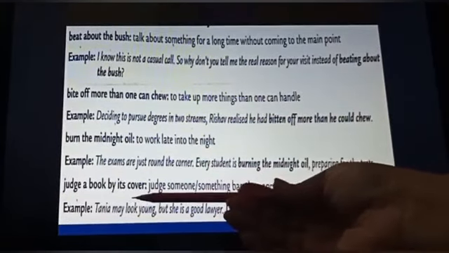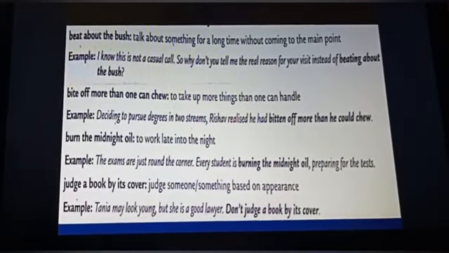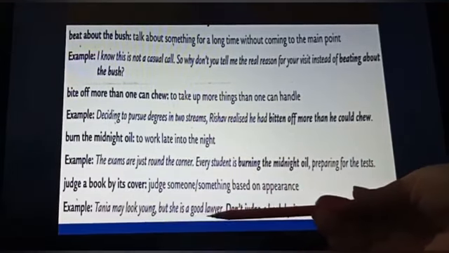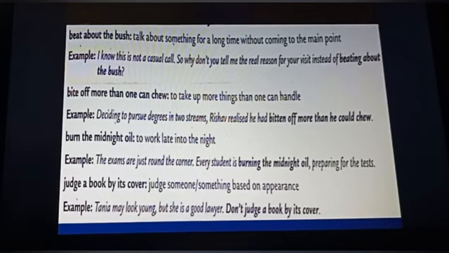Judge a book by its cover. Judge someone or something based on appearance. Generally, we judge persons by their outer look. So here it is given, Tanya may look young, but she is a good lawyer. So don't judge a book by its cover. By appearance, we cannot judge anyone to be a rich person or a poor one, or say anything about his or her profession. So don't judge a book by its cover.